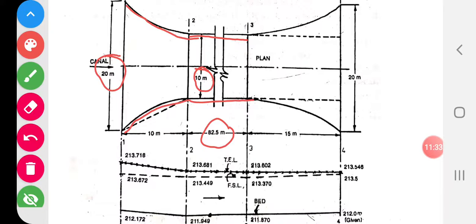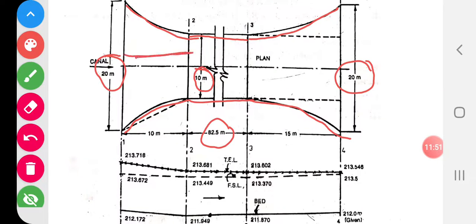This is commonly adopted. And then once again after section 3 it is expanding. See, it is expanding like this. So in the expansion, again it is reaching the original size of 20 meter. So this is the canal. Before approaching the drainage, it is gradually reduced.